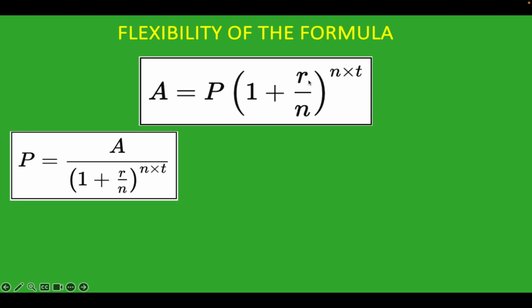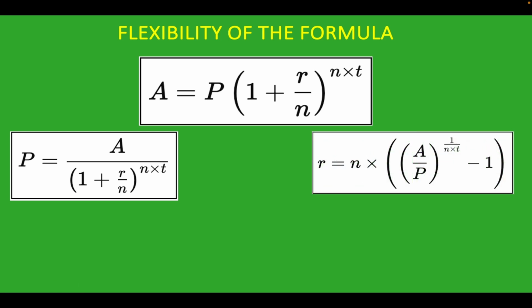What if your rate is missing? What would you do, or how would you rearrange this formula to get it? Well, if your rate is missing, here's exactly how you're going to do it. Okay, it's going to be N multiplied by, you open two brackets, A divided by P, close the first bracket, and then you raise that to the power of 1 divided by N times T, and then you deduct 1 and you close your bracket, and you will have what your annual interest rate is.